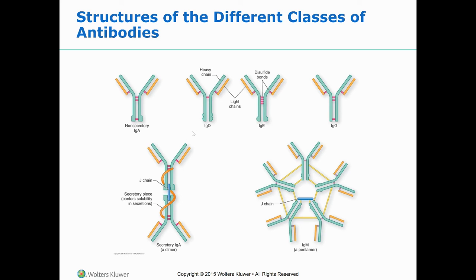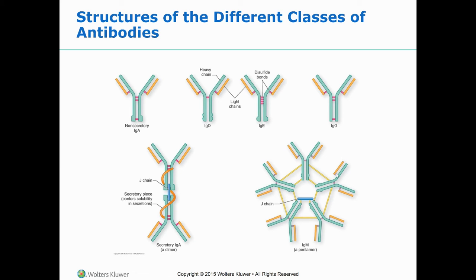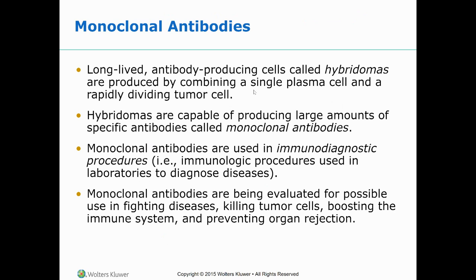So again, IgD, IgE, IgG, and then the big one that you'll need to know is IgM. That's going to be a pentamer. And you can see how much space that takes up, which is why it's a short-term antibody. The IgG is more of a long-term solution for you. Okay?